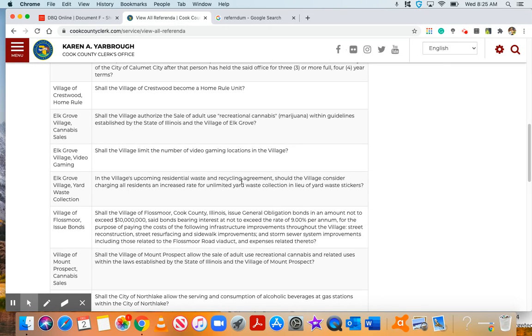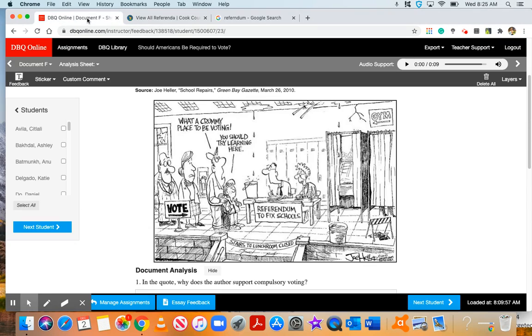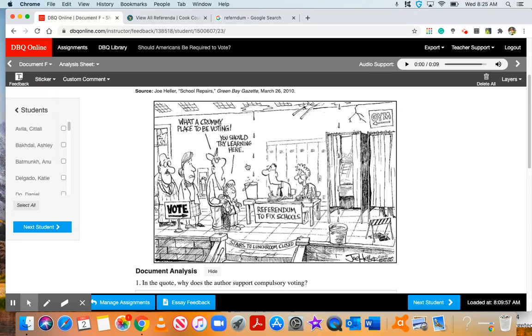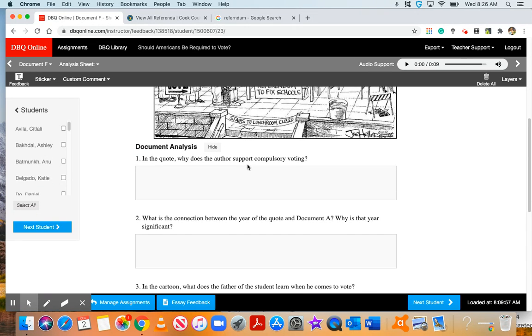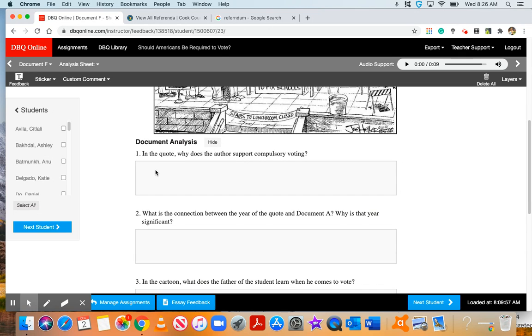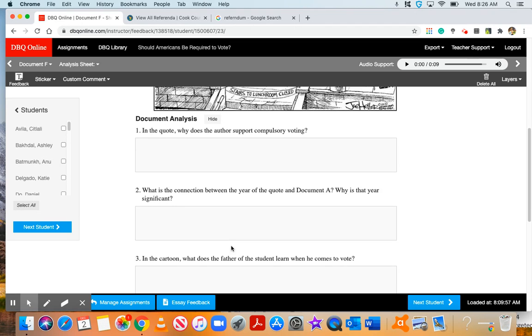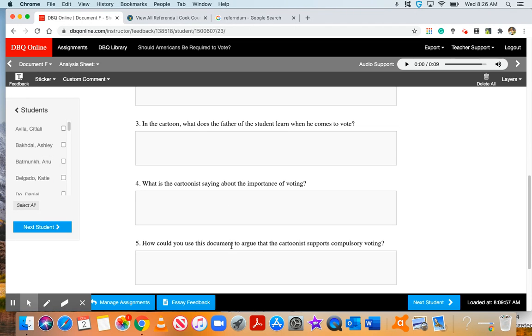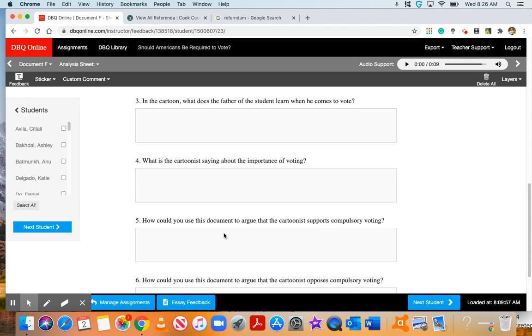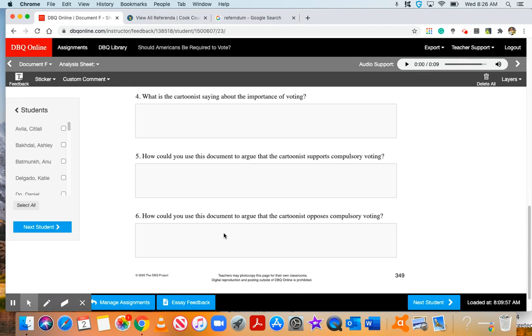So if we go back now to the political cartoon, you're going to see the word referendum again. This is a referendum to fix the schools. So when you're answering the questions, this is the political cartoon you're going to use. Don't worry about number 1, because this has nothing to do with it. And don't worry about number 2. We are going to answer number 3, number 4, number 5, and number 6.